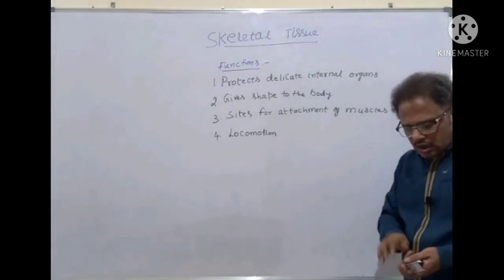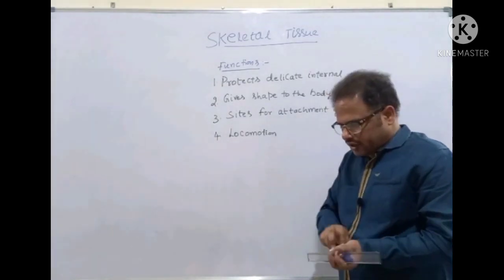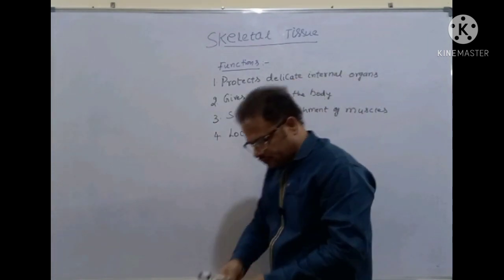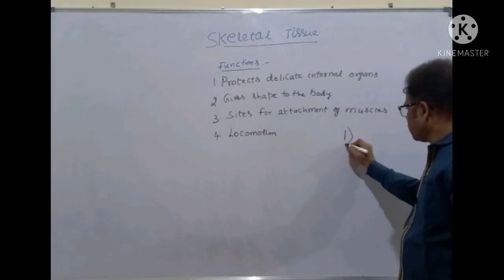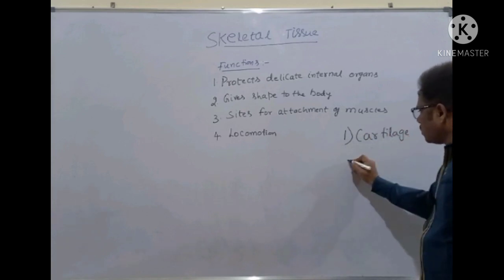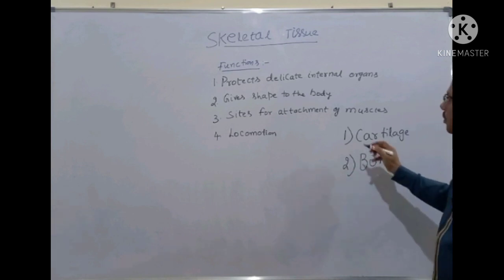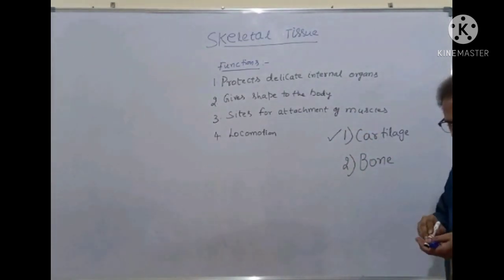Okay, students. The skeletal tissue is divided into principally two main parts: one is cartilage and the other is bone. Under these headings, we'll be discussing the skeletal tissue. Today, we'll be discussing cartilage.